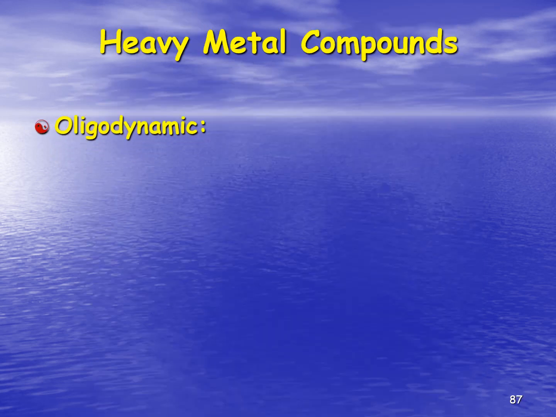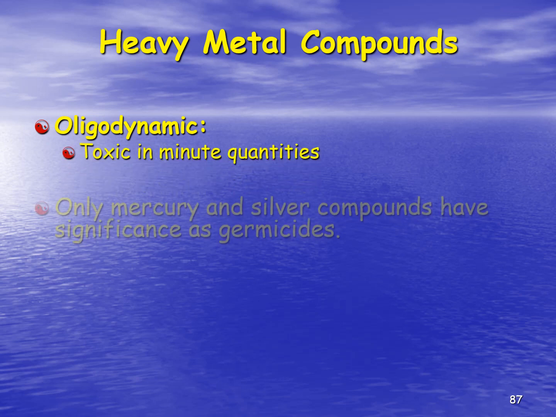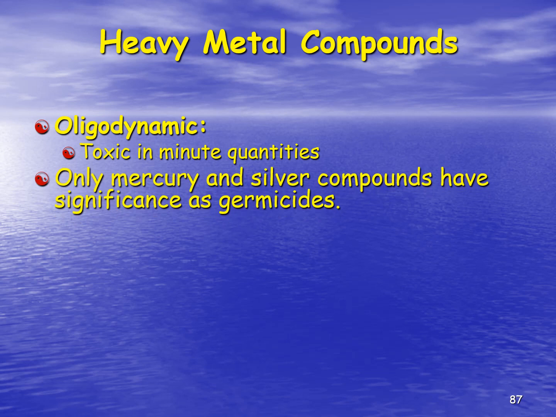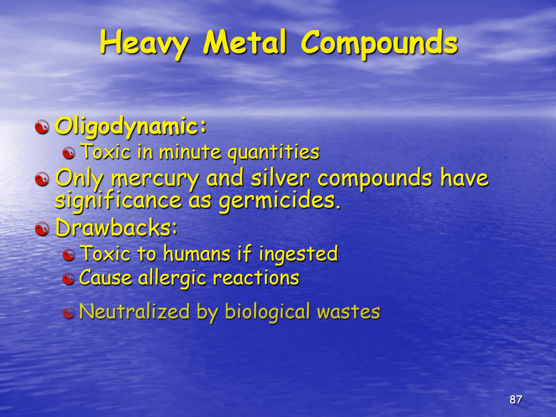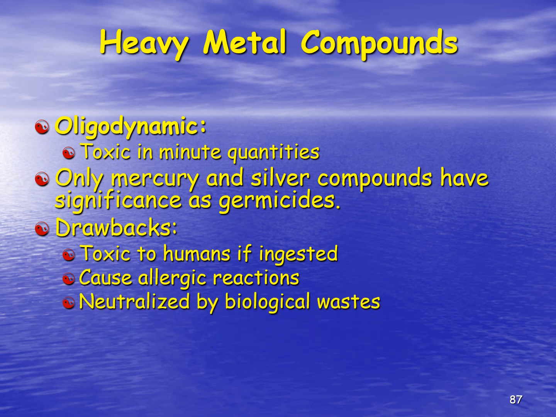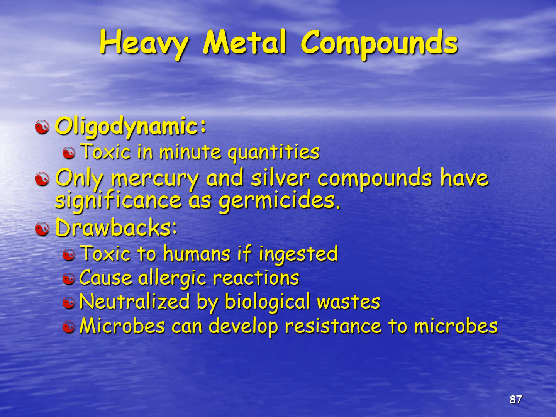Now, certain heavy metals actually have antimicrobial properties, such as copper, silver, and mercury. These are oligodynamic, meaning that they're toxic in very minute quantities. Only mercury and silver have been used as significant germicides in the last, say, 100 years. The drawbacks are that these are often toxic to humans if ingested. They can cause allergic reactions, and they often are neutralized by biological waste products. Microbes can develop resistance to these heavy metals just like they can with any other chemical that's used against them.